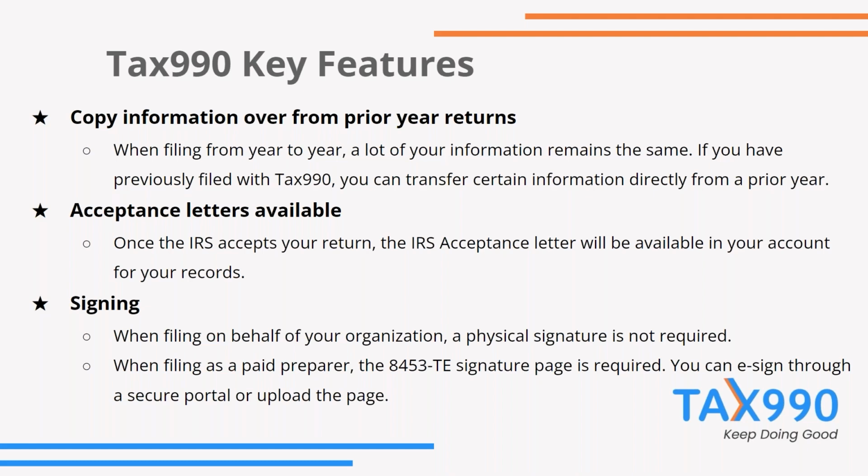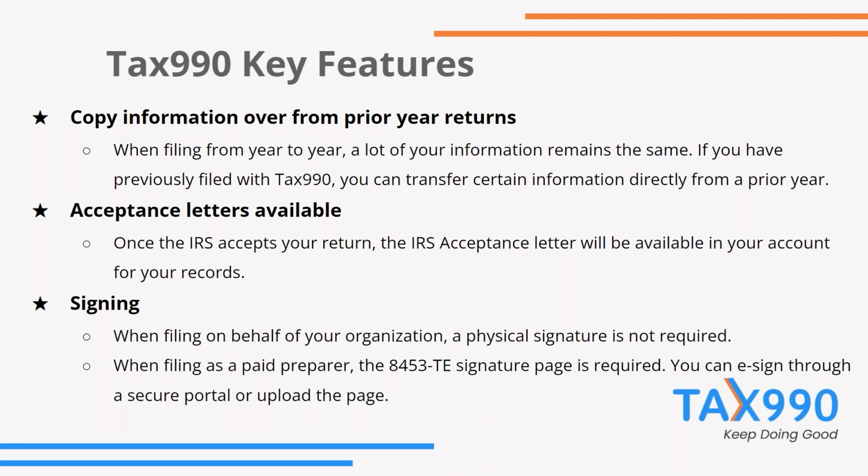We often get questions about the signature portion of the return when e-filing. If you are filing on behalf of your organization, a physical signature is not required. You'll need to provide the name and title of the individual preparing the return, but you will not need to sign the form. When filing as a paid preparer, you'll be able to send the 8453-TE signature page to your client, where they can sign and return it to you. Once they sign the document electronically, it will be automatically uploaded to your return, and you will be able to proceed with filing.